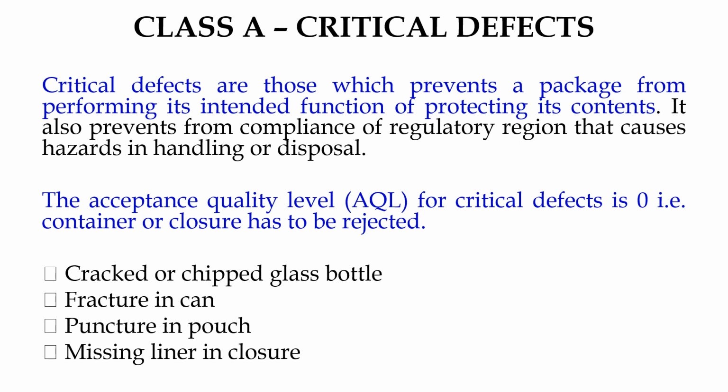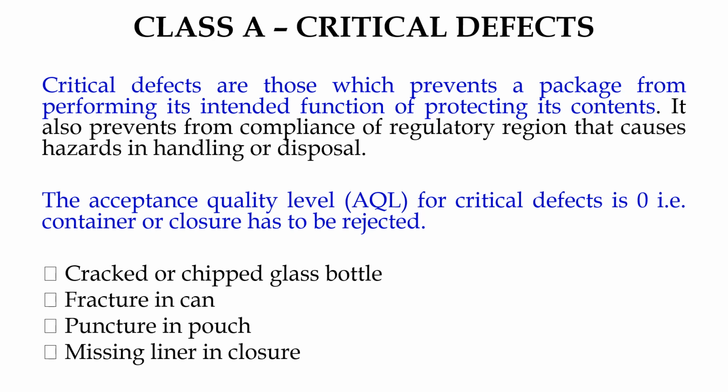So first, that is the class A critical defects. Critical defects are those which prevent a package from performing its intended function of protecting its content. It also prevents compliance with the regulatory region and causes hazards in handling or disposal. The acceptance quality level for critical defects is 0. That is, the container or the closure has to be rejected.